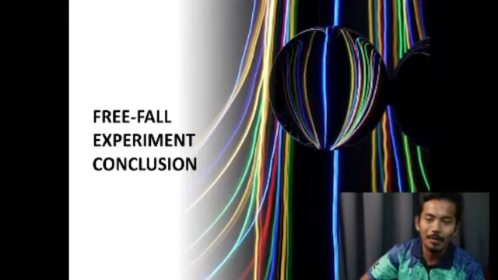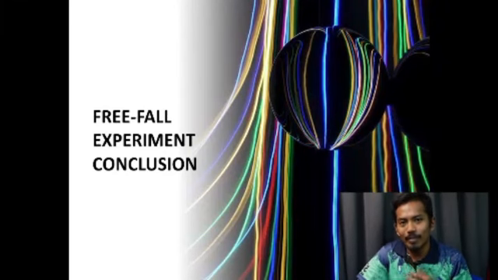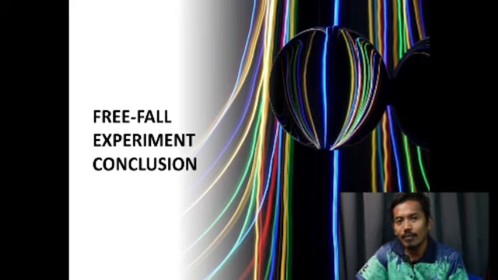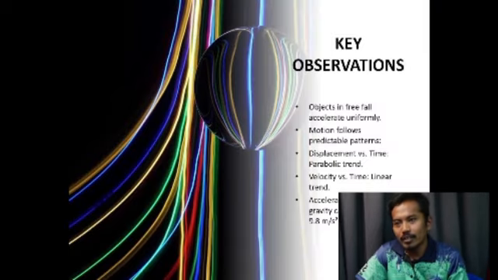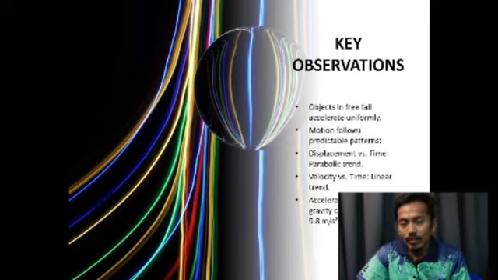Assalamualaikum warahmatullahi wabarakatuh. My name is Amirul bin Jaharuddin, MA20056, and I will present the conclusion of the free fall test. The key observation here is that objects in free fall accelerate uniformly, and motion follows predictable patterns: displacement versus time, and velocity versus time, which is a linear trend. Acceleration due to gravity is calculated as g equals 9.8 meters per second squared.